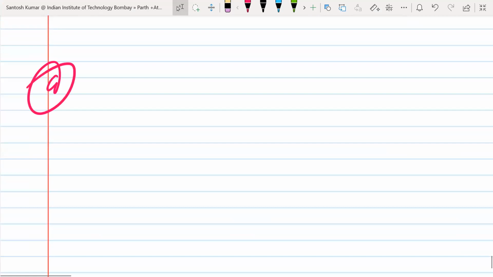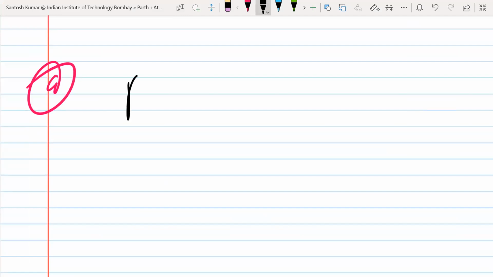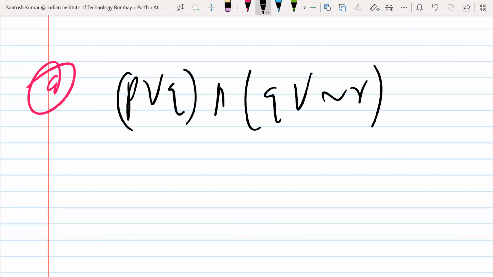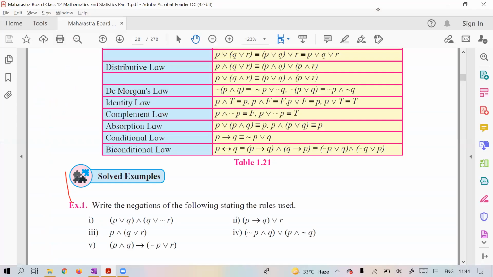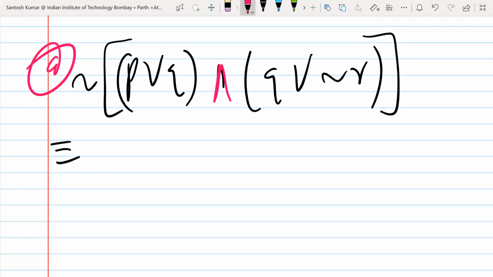So part A. We have to write the negation of (P or Q) and (Q or not R). P or Q and Q or not R. So you have to write the negation of the whole. Now see, first you will break over this and.